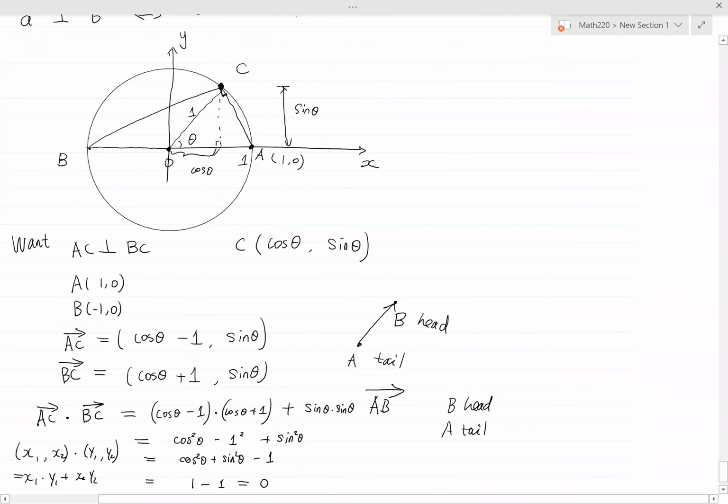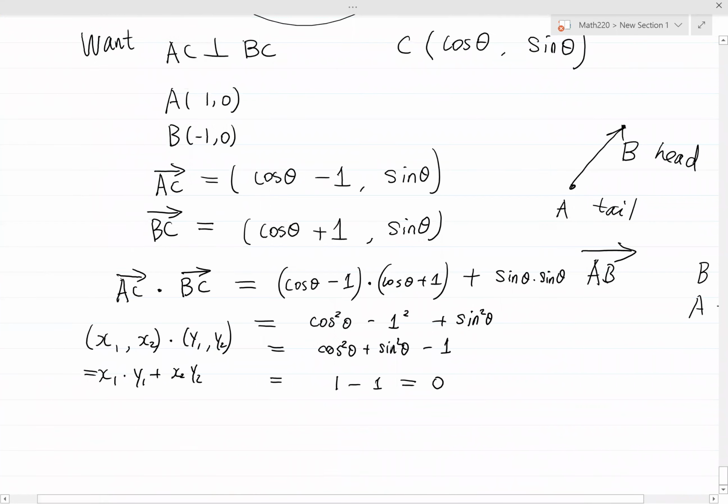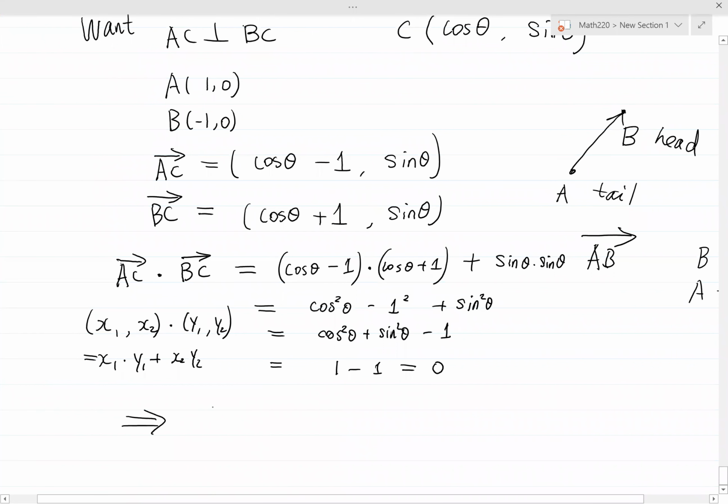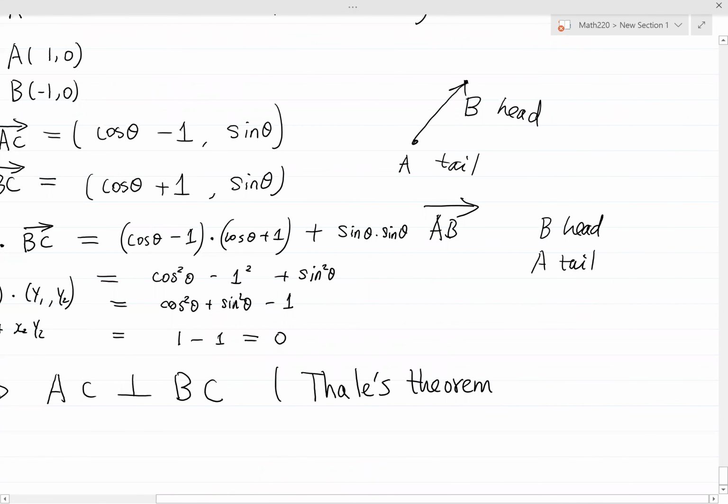Since the dot product is 0, the two line segments are perpendicular. AC is perpendicular to BC. Now this is the famous theorem from geometry. This is well known in high school geometry. It's really old.